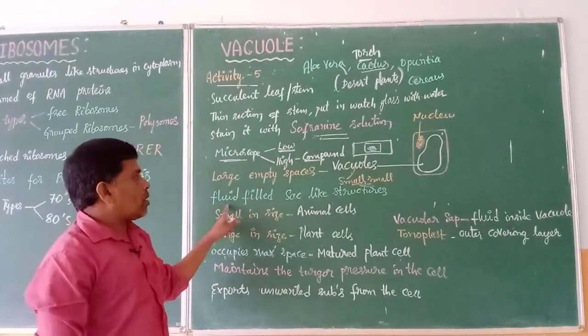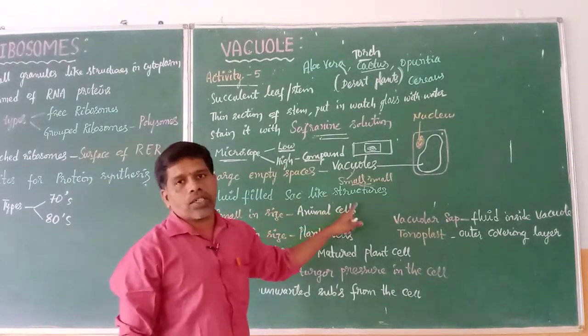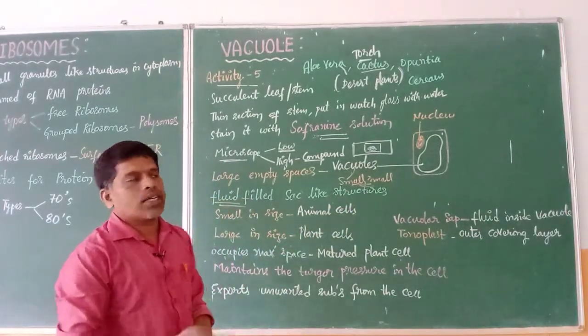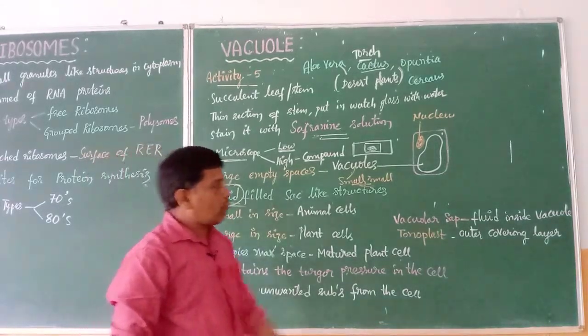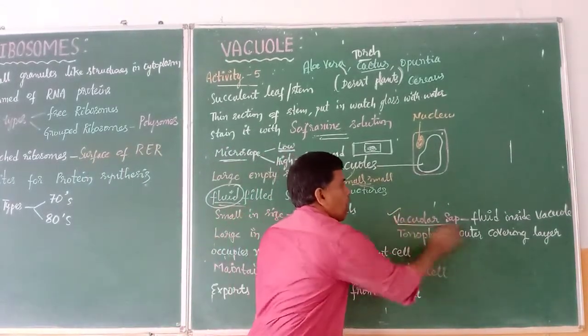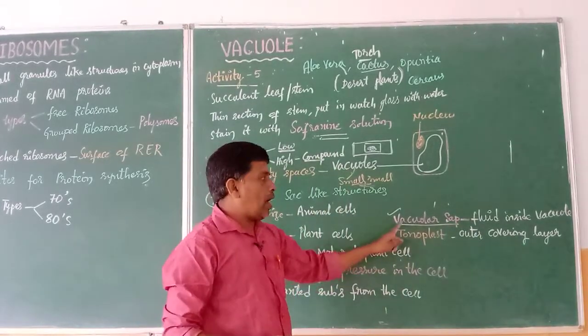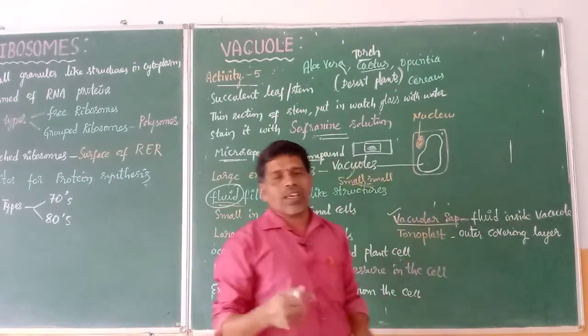Because of the formation of a large vacuole, what are these containing? These are fluid-filled sac-like structures. They contain a liquid, water-like material. What is that fluid? We call it vacuolar sap. The fluid present inside the vacuole is called vacuolar sap. Fluid inside the vacuole. Then what does this contain?